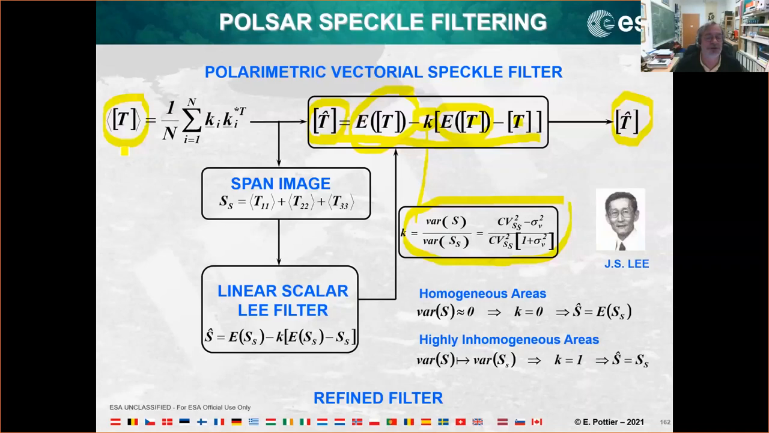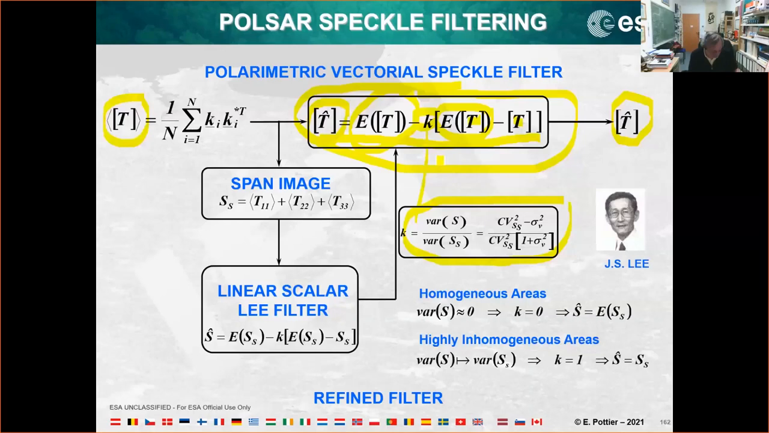Yes. If we look at this equation, it is exactly the same for each element of the coherency matrix. So I apply exactly the same amount of filtering on each element of the coherency matrix. Like that, I preserve the relative information between elements. Okay. How do you determine the maximum size of the filtering box area?